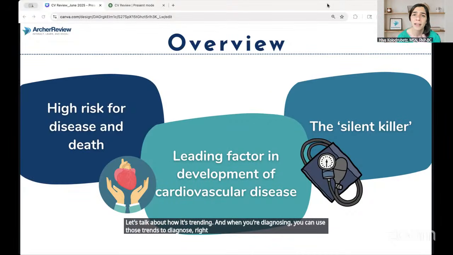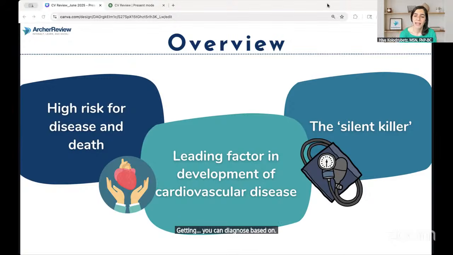You have a record of it. And if it's more than 2 to 4 weeks apart, you're like, look, this has been pretty consistent for the last couple of months. Your blood pressure is high. Let's talk about this. You can diagnose based on previous vital signs as well.